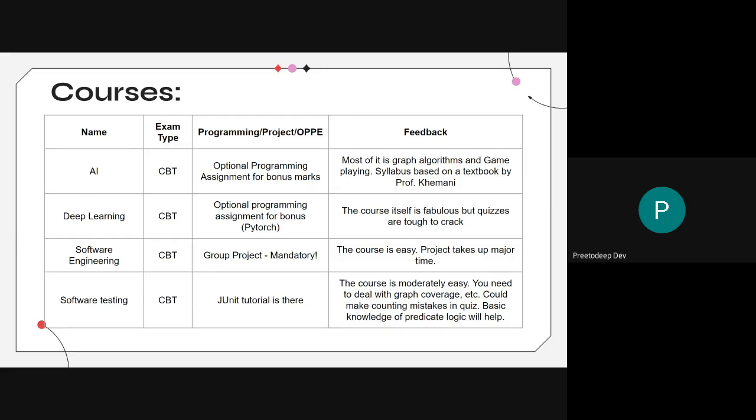And as Rahul said, AI is one of the rare courses wherein you have the course faculty joining regularly in the weekly live session. So Professor Khemani comes in, and you don't want to miss those live sessions.